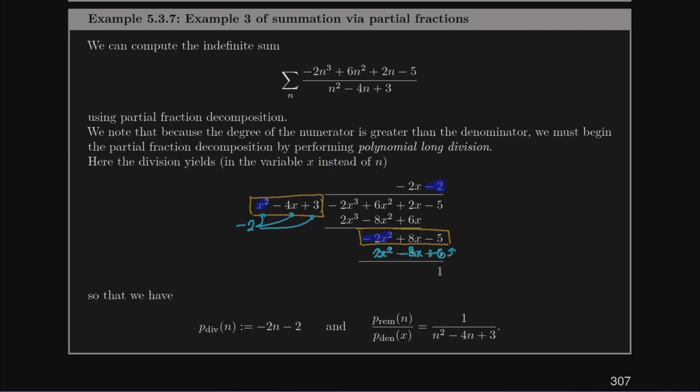And if I add everything above, then the 2x squareds cancel. I have an 8x and a negative 8x that cancel. Negative 5 plus 6 gives me a remaining 1, also known as a remainder of 1, right? So my polynomial remainder will be the numerator in what remains, which will just be a 1, and the denominator comes along for the ride, the original denominator being n squared minus 4n plus 3. And so altogether, polynomial long division tells me that I can divide out a 2n minus 2, and what I have as a remainder is a 1 over n squared minus 4n plus 3. Now this final term, 1 over n squared minus 4n plus 3, will be what I perform partial fractions on.